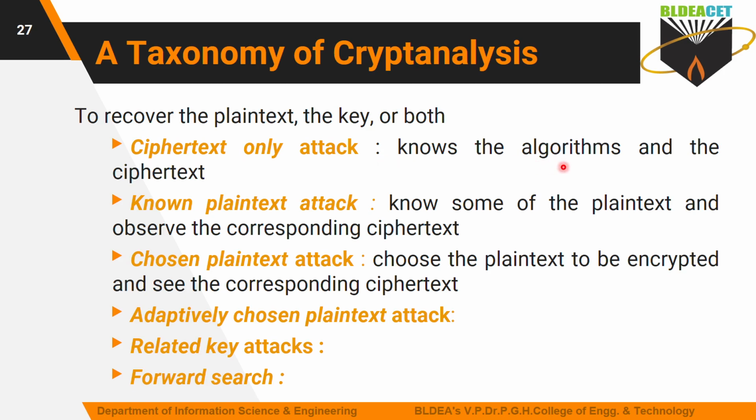Here the encryption algorithm is known and the ciphertext is known. The output is known and the operation used is known. But the input used and the key used to generate the ciphertext are not known. They will try to guess here. Such types of attacks we call a ciphertext only attack.